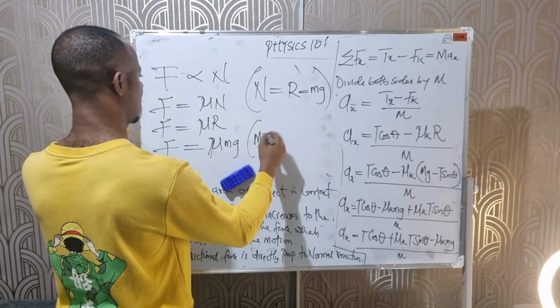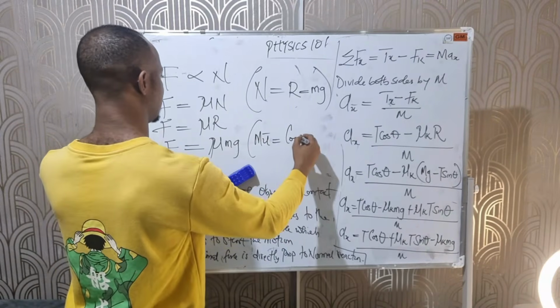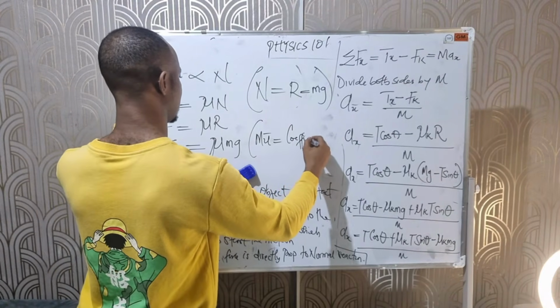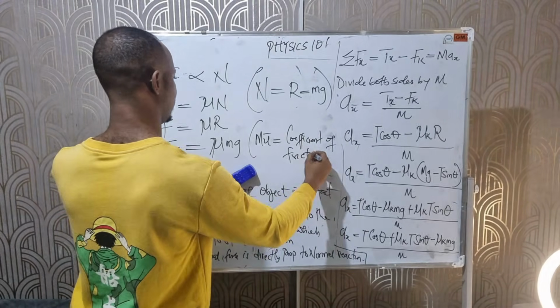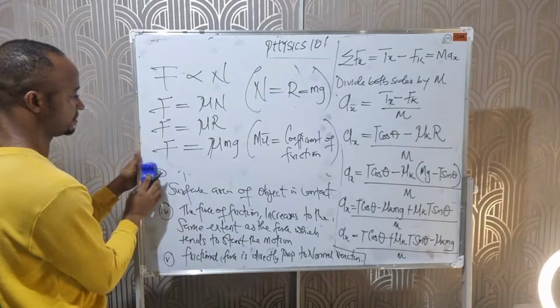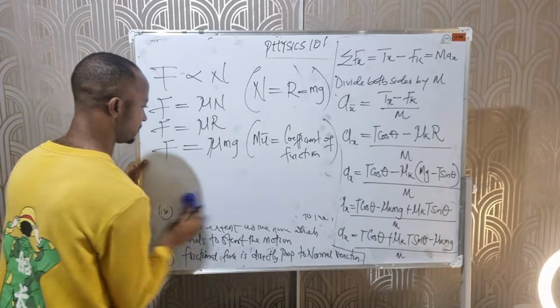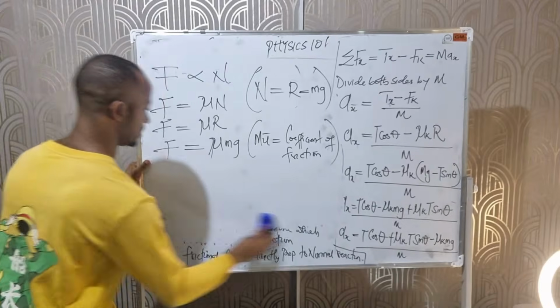Where mu here represents the coefficient of friction, right? It means coefficient of friction.